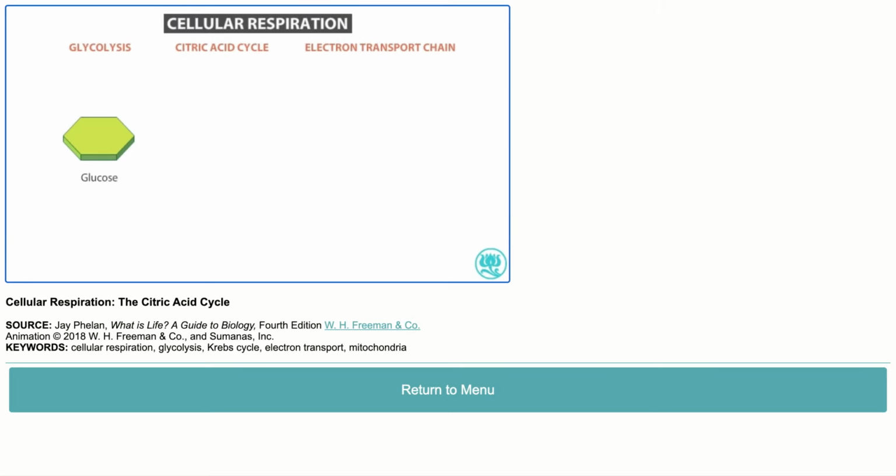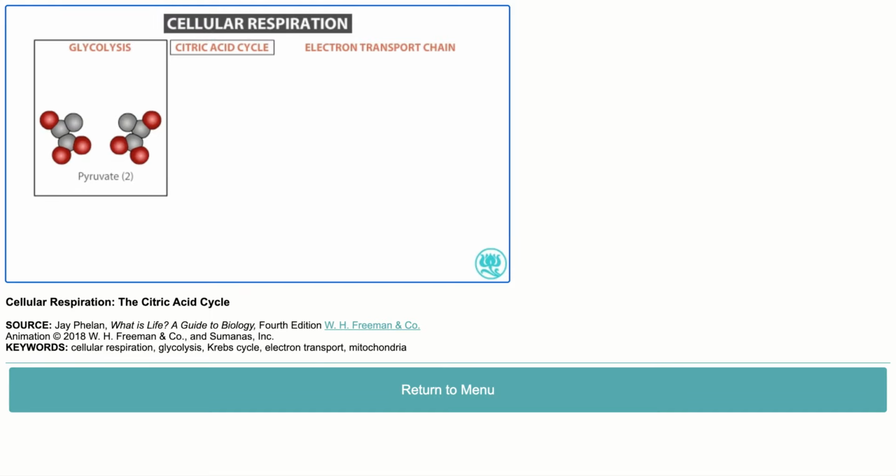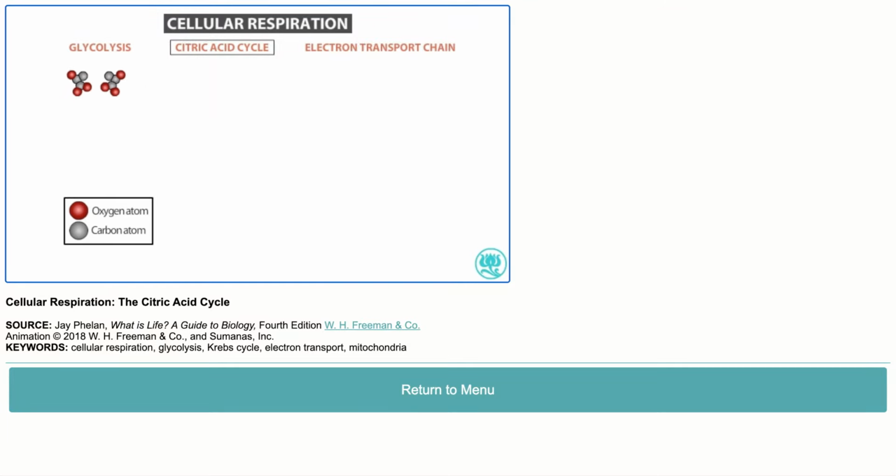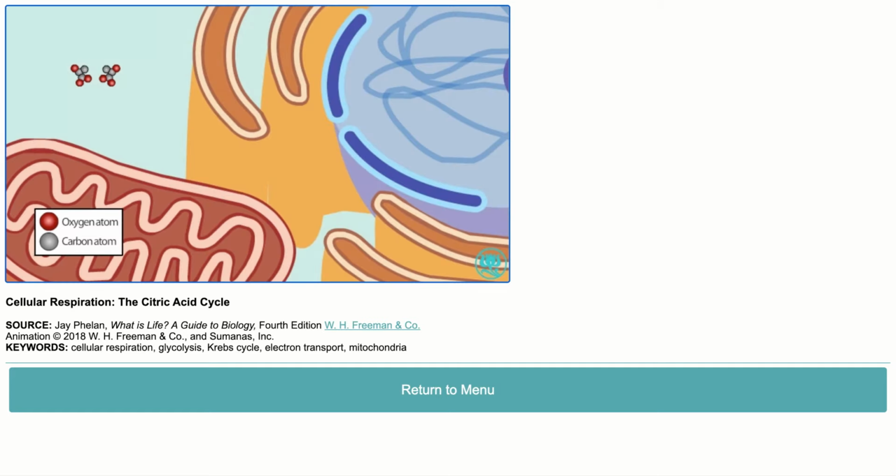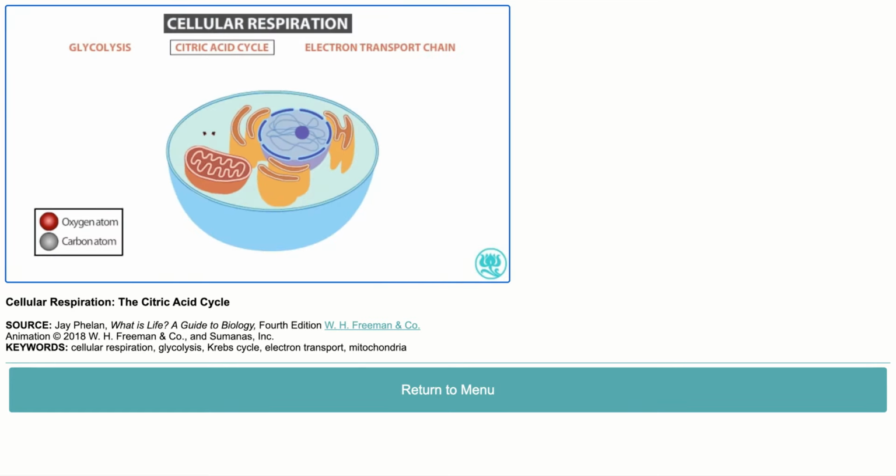The second step in cellular respiration, called the citric acid cycle, picks up where glycolysis left off. Recall that in glycolysis, glucose is split into two molecules of pyruvate. Note that these two pyruvate molecules retain the original 6 carbon atoms from glucose, as well as most of glucose's energy. Before the citric acid cycle can begin, the pyruvate molecules must be transported from the cytoplasm, where glycolysis occurs, into mitochondria, where the citric acid cycle takes place.